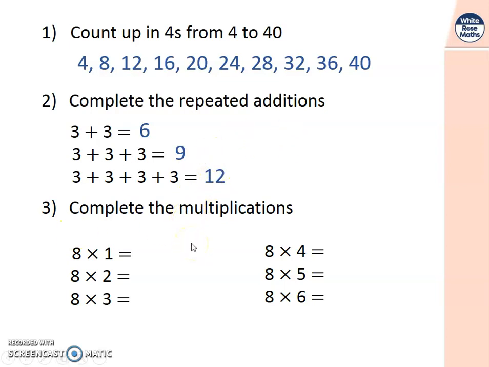Number 3, complete these multiplications. 8 times 1 is 8. 8 times 2 is 16. 8 times 3, 24. 8 times 4, 32. 8 times 5, 40. 8 times 6, 48. We're going to need all of these skills in our learning today, so you can always pause the video and look back at this if you need to recap your skills.